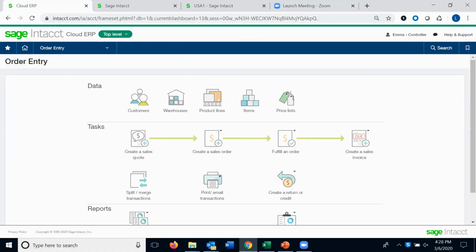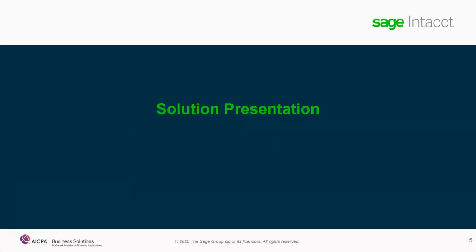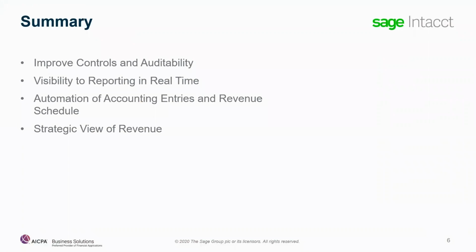So let's come back and review a few things around our key takeaways. So one of the things that we know is managing revenue manually is a big job, and it doesn't provide the control and the auditability that you need. It also does not give you visibility to reporting in real time. So as you are creating sales orders and posting invoices, it's automatically creating those schedules.